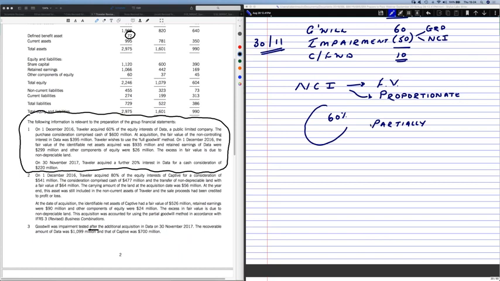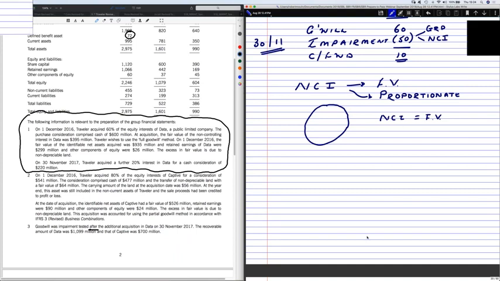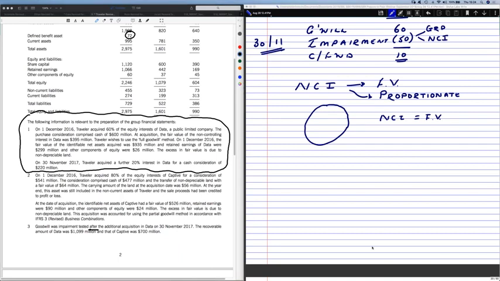Now, let's go back to what we got in the question. The policy here is for the NCI to be measured at fair value. So what percentage of the goodwill is being calculated? If the policy is fair value, NCI equals fair value, please tell me what is the percentage of goodwill that is being recognized? It is 100%, isn't it?